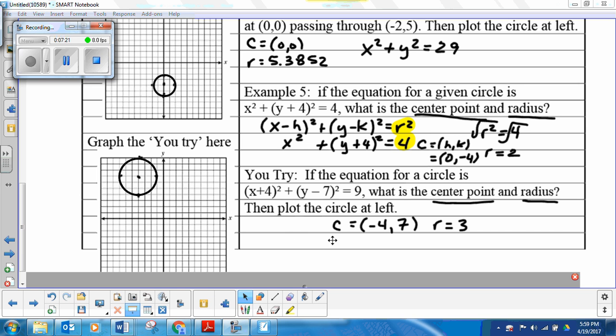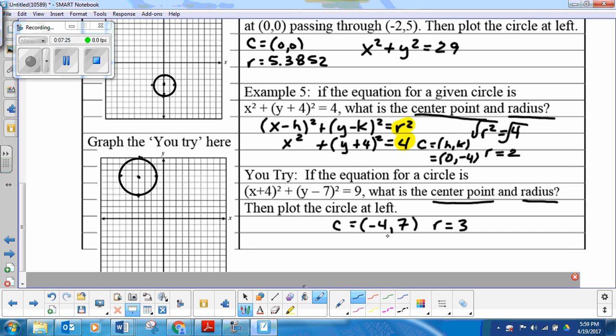All right, so you should have found that the center of this circle is at negative 4, 7. Your radius is 3, and your picture should look something like that. If you didn't get this or you have any questions, just raise your hand and we'll give you some help.